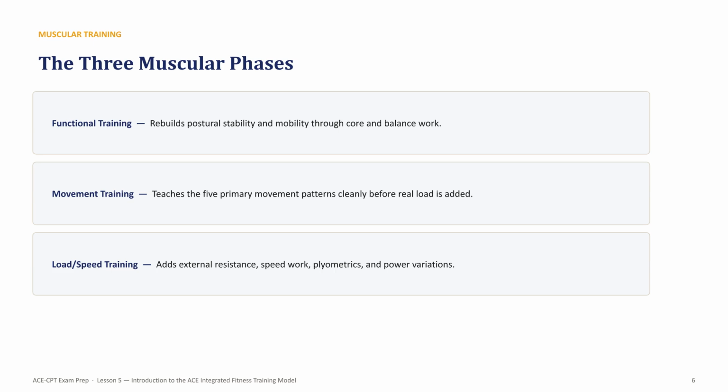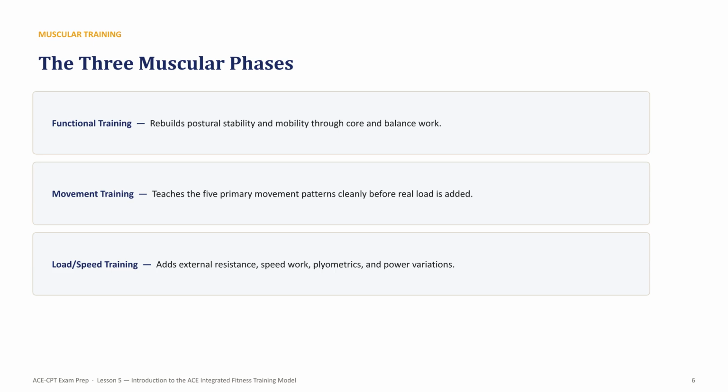Movement training comes next. Here, the goal is to teach the 5 primary movement patterns cleanly, with control, before any meaningful external load gets added. And finally, load and speed training. This is where you layer in external resistance, speed work, plyometrics, and power variations.